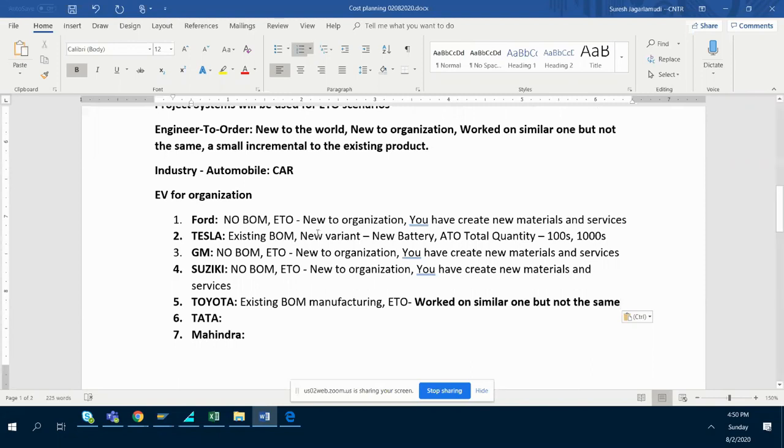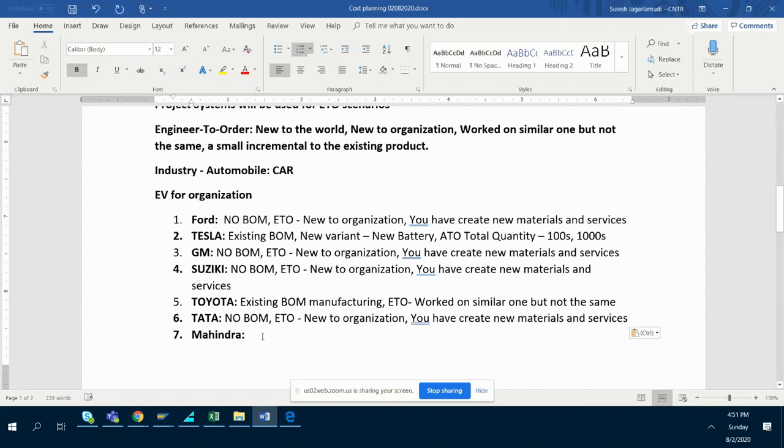So now they have to produce the BOM, and they know how to manufacture. They can quickly manufacture and give it to the world, whatever is required. Okay, now Tata. They have no electric vehicles so far. Obviously, it is new to the organization. Okay, what about Mahindra?